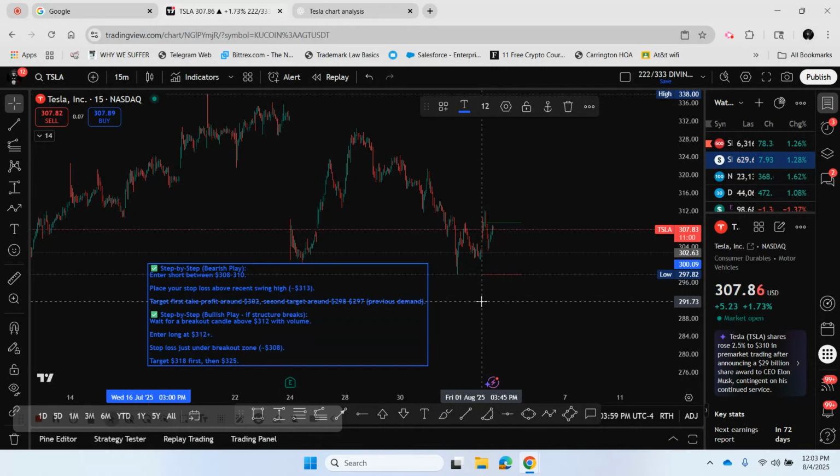Remember, most people lose in this game because they're gambling. Look, slow down. This market's going to be here. It's not going anywhere. You're going to get opportunities, okay?